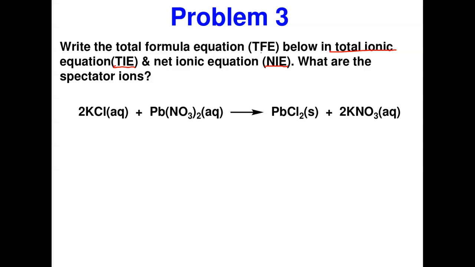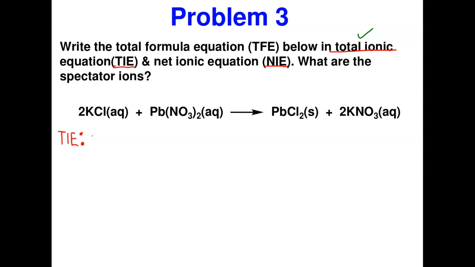So the first thing we need to do is to write what? The first thing is to write the total ionic equation. I'm going to call it the TIE, and put a hyphen. That's what I want to write first. I'm going to start breaking everything into ions.